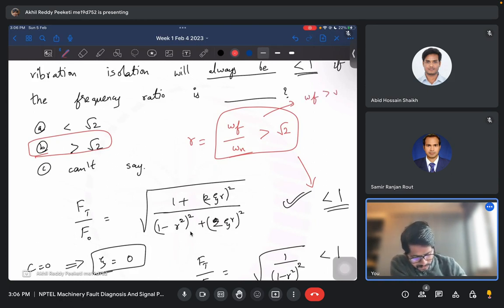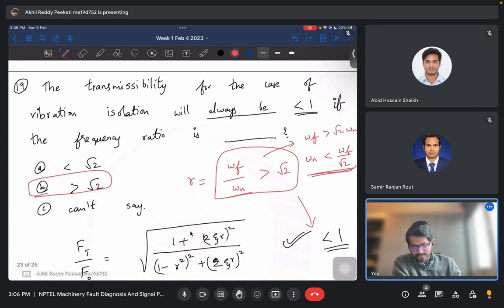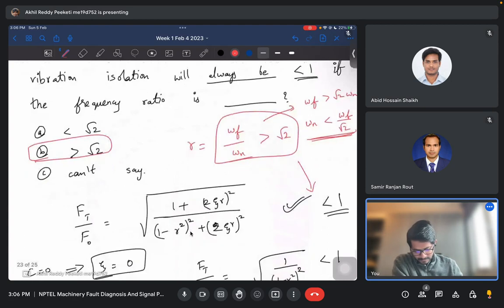So this means the forced frequency should be greater than square root of 2 times the natural frequency, or the natural frequency should be less than the forced frequency by root 2. Okay. So questions can be asked in any way. You should be able to know what is correct. Okay. Yeah. So I hope this is clear. This is regarding the vibration isolation.